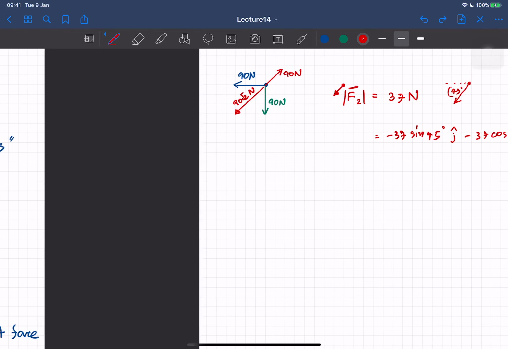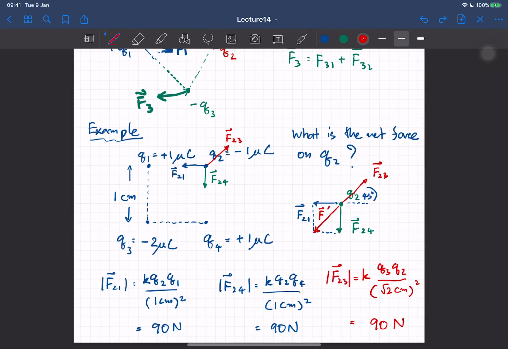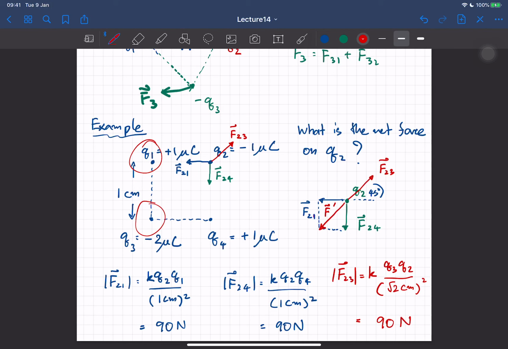Let me summarize again what to do, and you can try finding the force on different other charges. This way of doing things will also be applicable in the next lecture when we talk about electric field. This is for electric force, but electric field is very similar to what we just did here. It's a little bit more general.